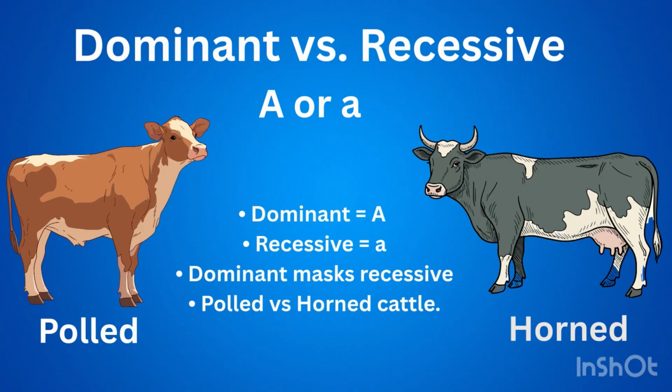A common real life example of this in livestock is found in cattle. The polled or hornless trait is dominant, while the horned trait is recessive. This means that a cow only needs one copy of the polled allele to be born without horns. If both parents carry the horned allele, then the calf may be born with horns. Farmers use this genetic knowledge when planning breeding decisions, especially if they want to reduce the number of horned animals in their herd for safety and management reasons.